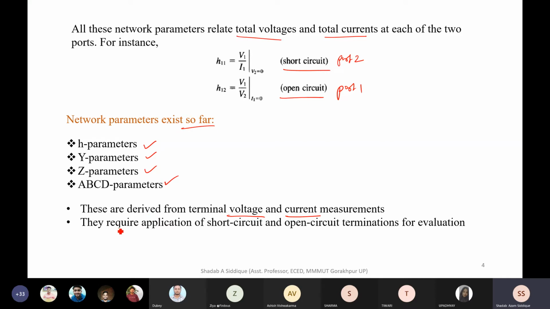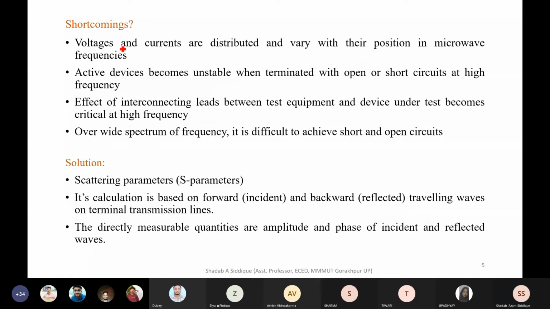They require application of short circuit and open circuit termination for evaluation. So for evaluation of these parameters, we need short circuited as well as open circuited terminations. Now what are the shortcomings? Voltage and current are distributed and vary with their positions at microwave frequencies. So voltage and current are distributed parameters, that is, not lumped.